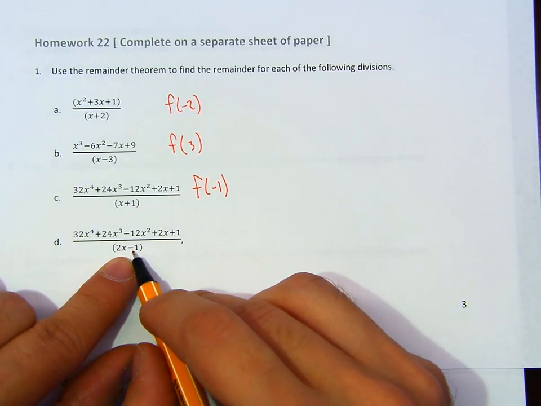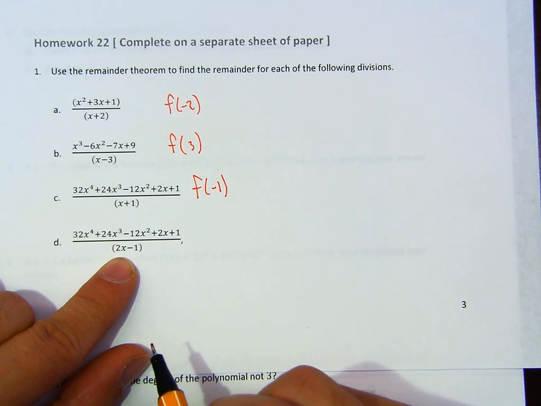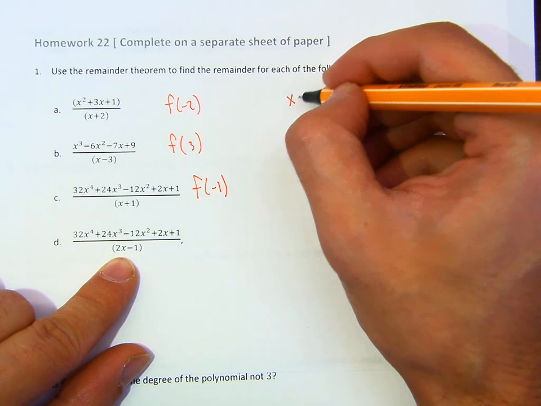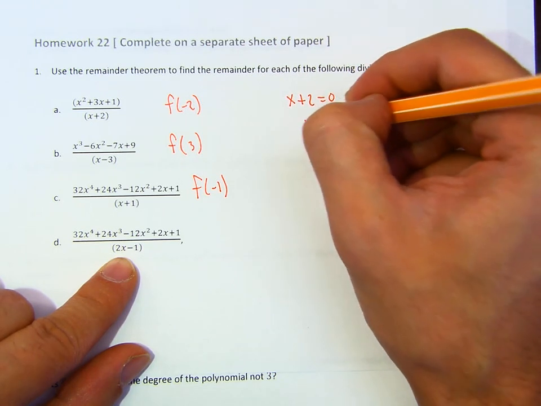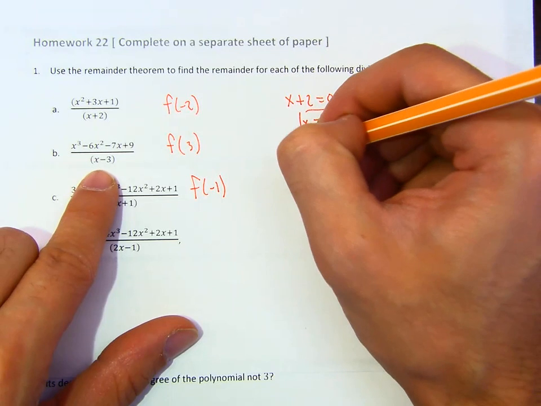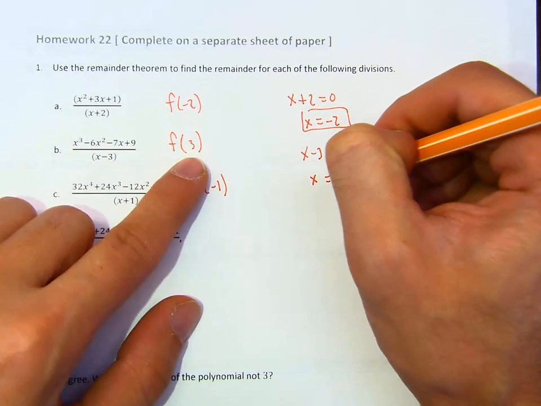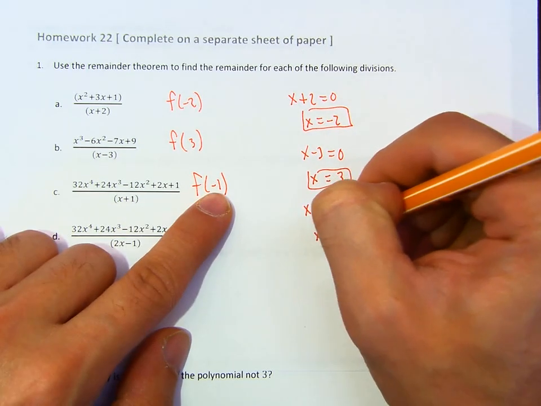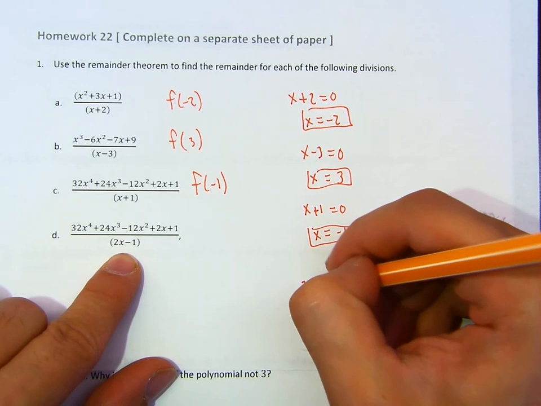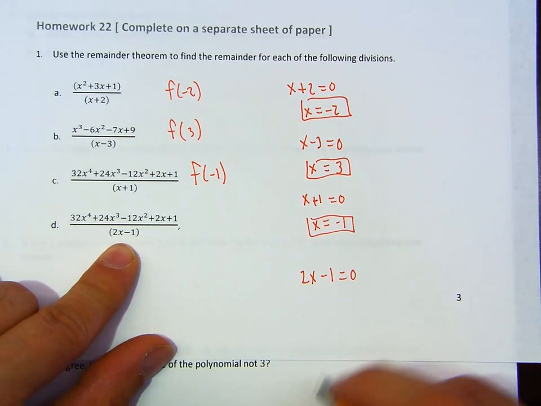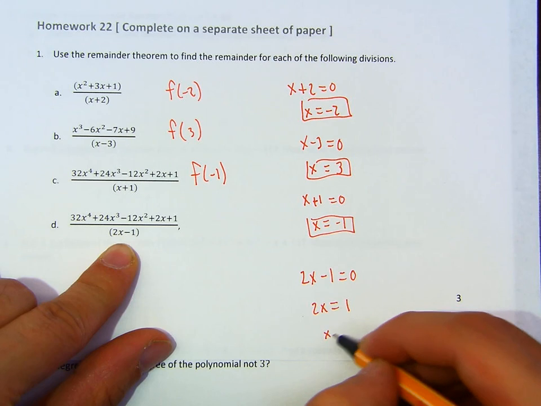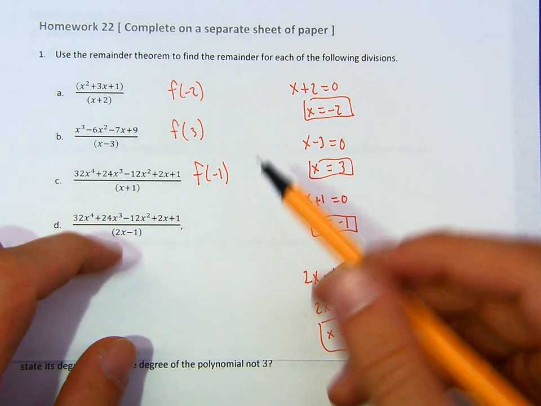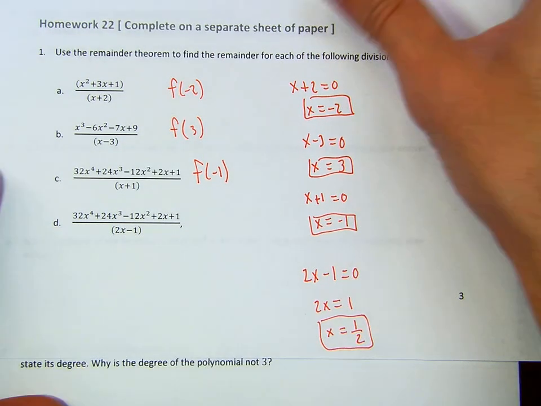This one's a little tricky. Pause the video. What do you think you're going to have to plug in here to find the remainder? Notice that when you're saying it's the opposite over here, you're really saying x plus 2 equals 0, so x equals -2. Here you're saying x minus 3 equals 0, so x equals 3. Here you're saying x plus 1 equals 0, so x equals -1. So what are you doing here? You're saying 2x minus 1 equals 0, so 2x equals 1, x equals 1/2. So you have to put a half in for x to find the remainder. I didn't want to give you that question yesterday, but it's a good question.